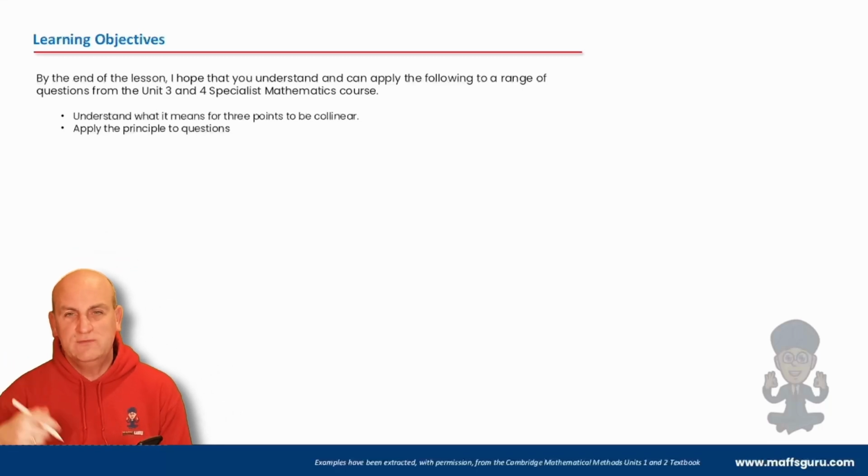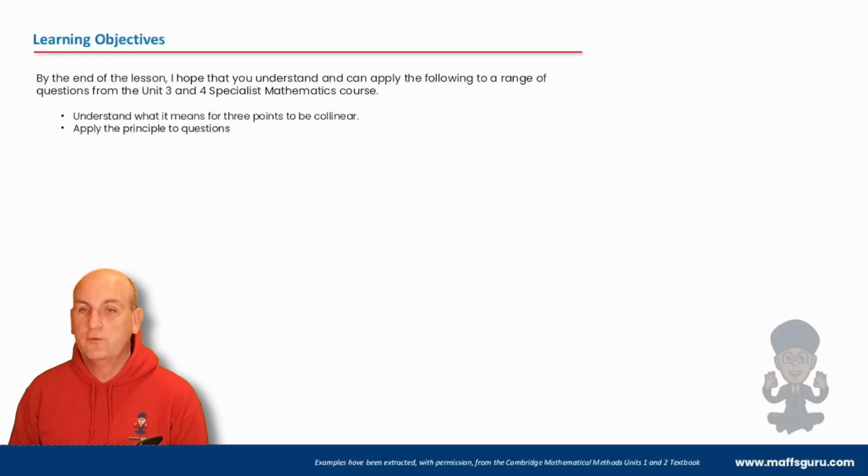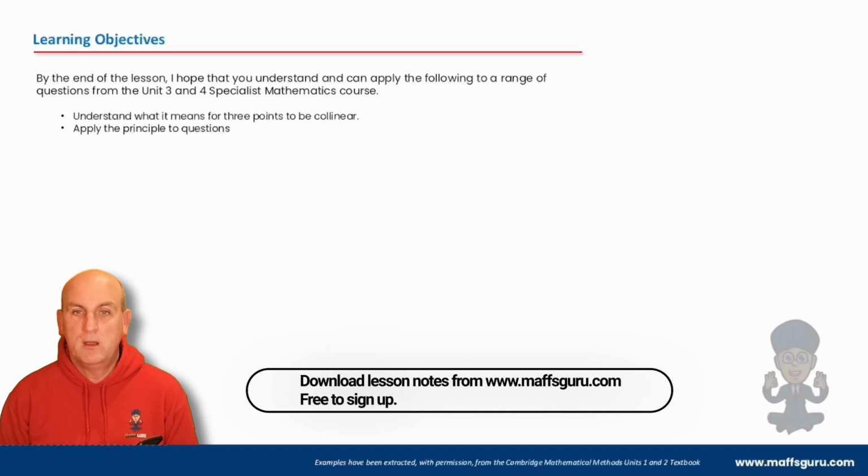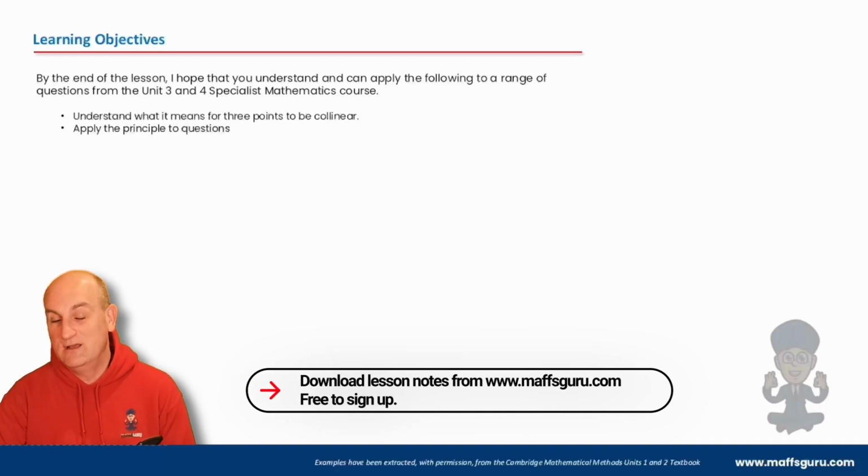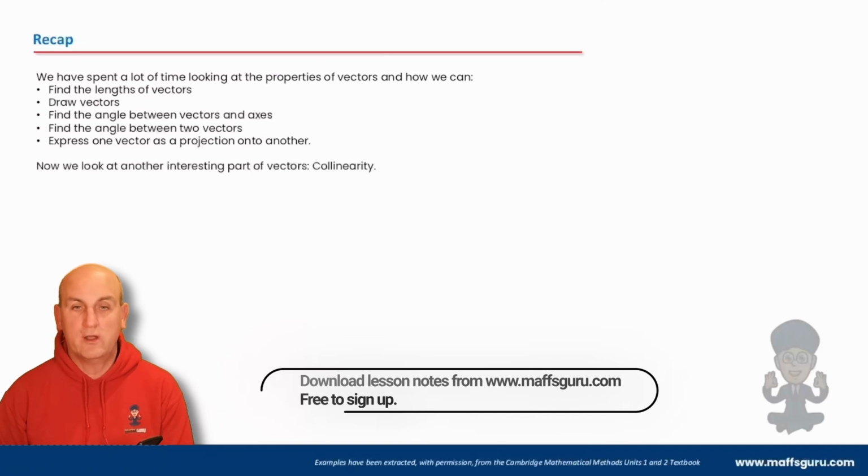Right, learning objectives. What are we doing? Understand what it means for 3 points to be collinear and apply those principles to questions. Now, I've got 2 questions provided by Cambridge. Thank you very much, Cambridge. You guys rock.